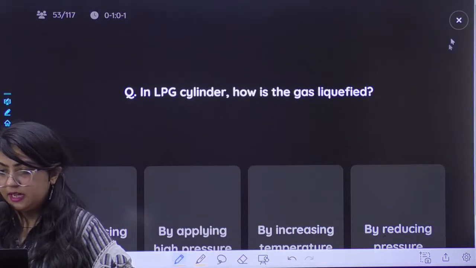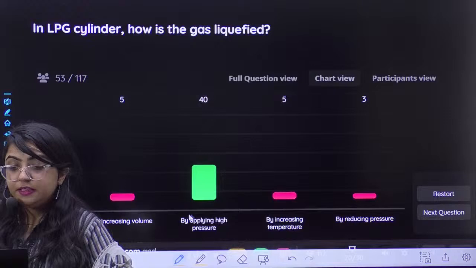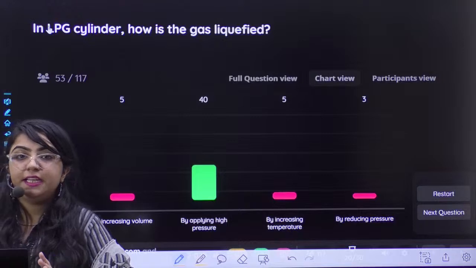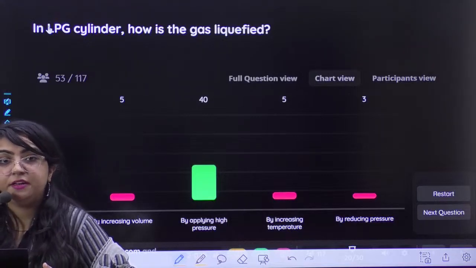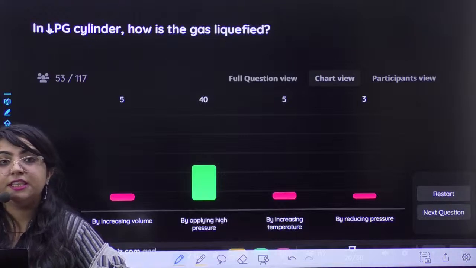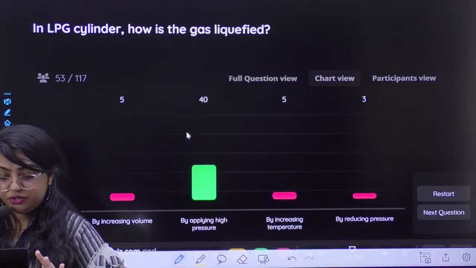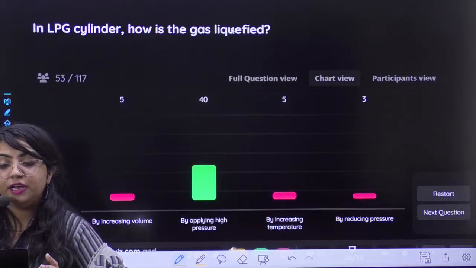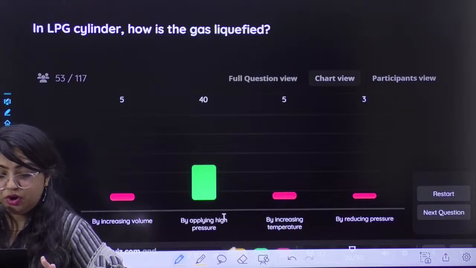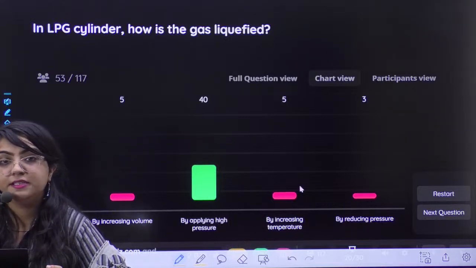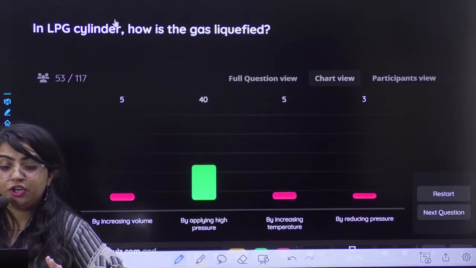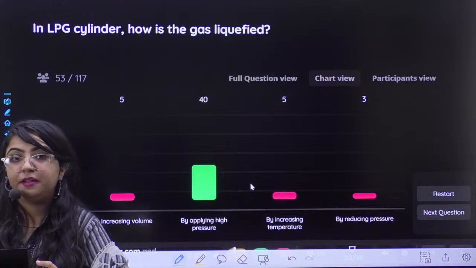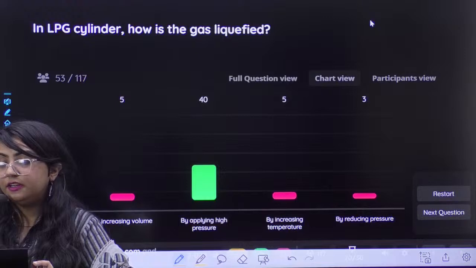Okay, so let's check its answer now. The correct answer for this question is by applying high pressure. So we know that gas is one state of matter. It gets converted to another state, that is liquid, by applying high pressure. So the liquefied petroleum gas, LPG, also gets converted into liquid when we apply high pressure on it, not by increasing its volume or by increasing temperature. Gas changes to liquid only when we apply higher pressure on the gas. I hope this is clear to you all now.